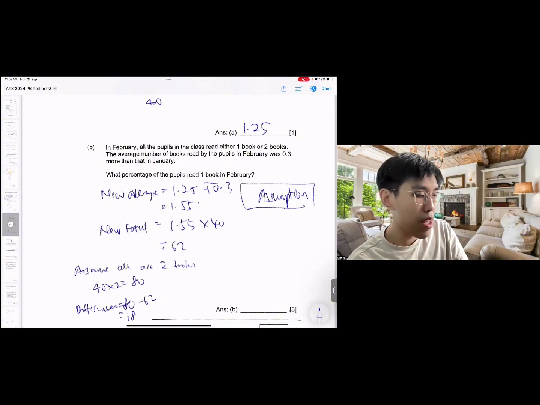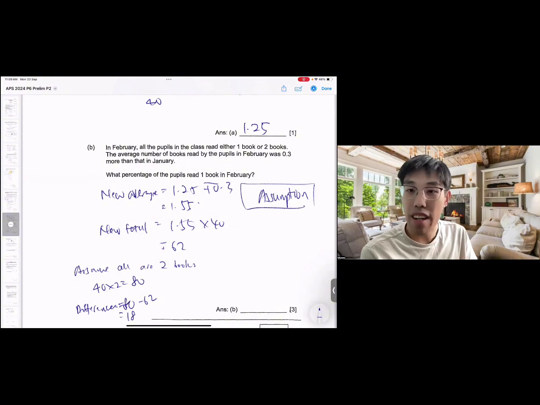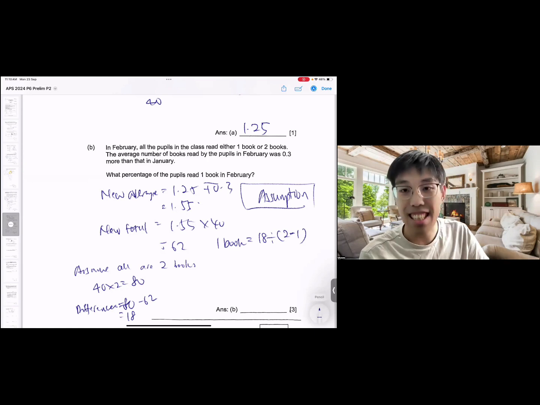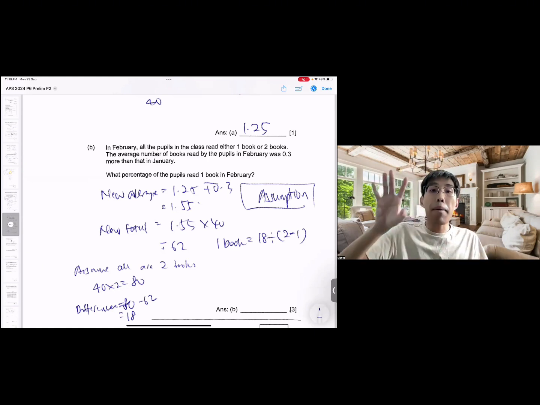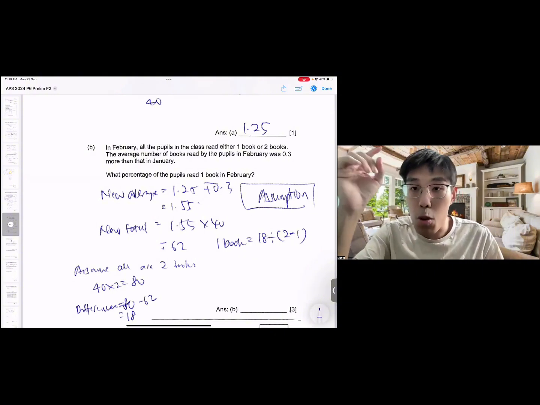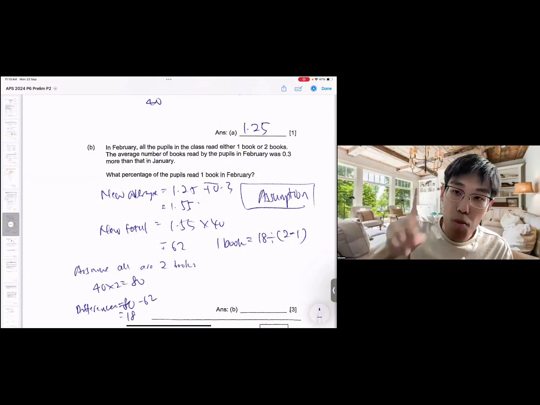Okay, then from here, that means there's a difference of 18. What does it mean? That means the people, okay, just write 1 book will be 18 divided by 2 minus 1. That means for every, because the 18 here is the difference, for one person who didn't read 2 but read 1 instead, the number of books will decrease by 1. So it's 2 minus 1.